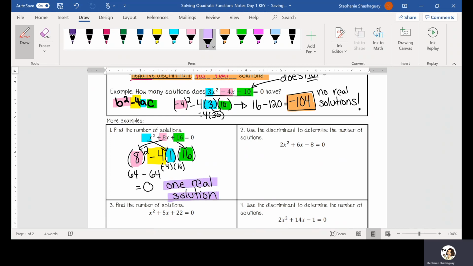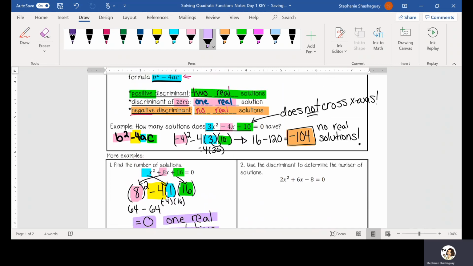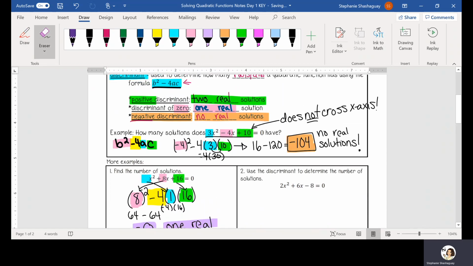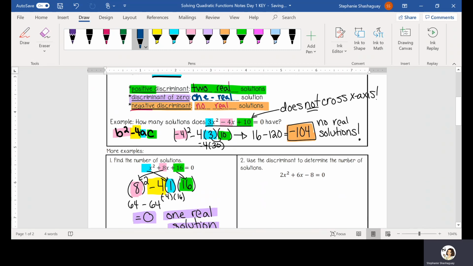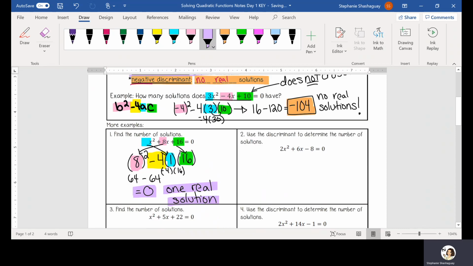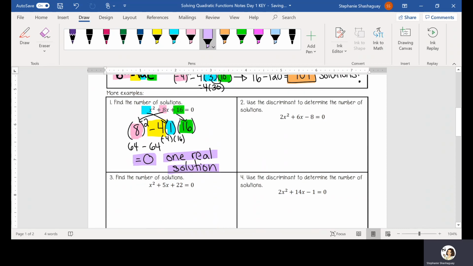Okay, so 1 real solution. Because our discriminant was 0, we're going to have 1 real solution. And I'm just going to make that a different color so that we don't get confused. Okay, so 1 real solution when our discriminant is 0. And we'll see what that looks like on a graph soon.